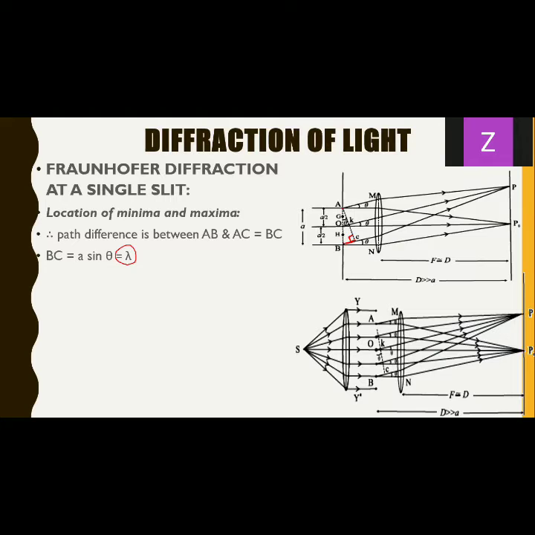Now let's assume a point K. K is the midpoint of AC. This is point K, look here.